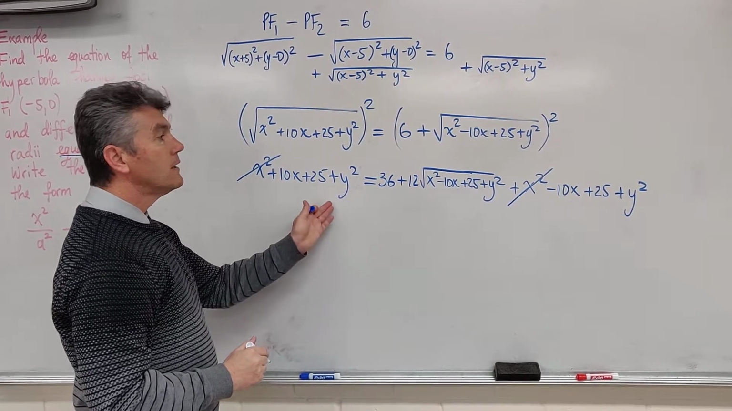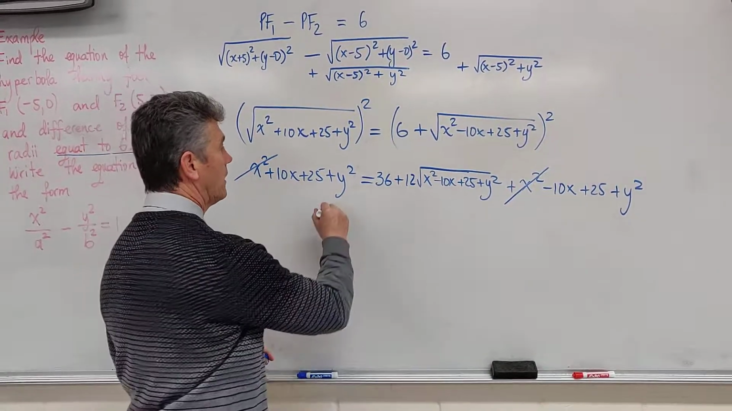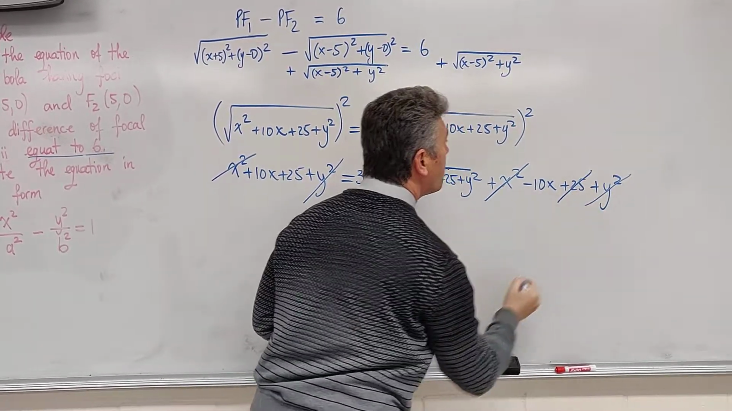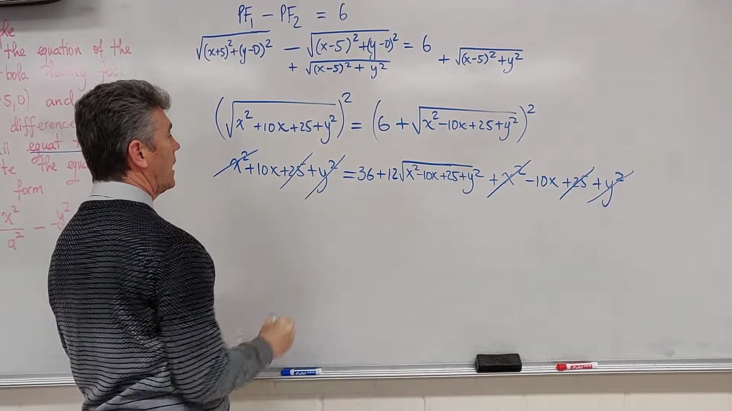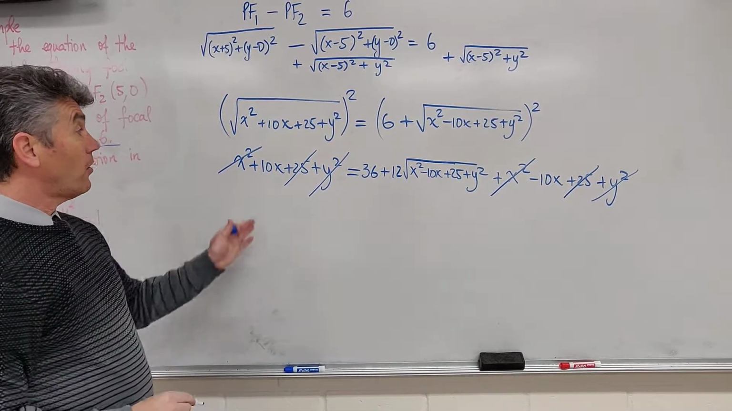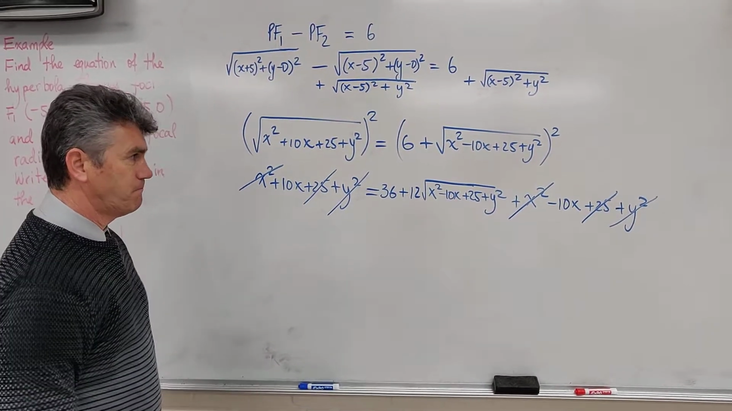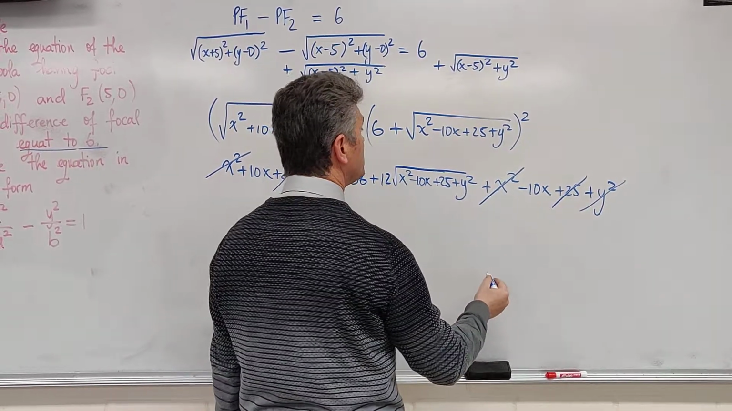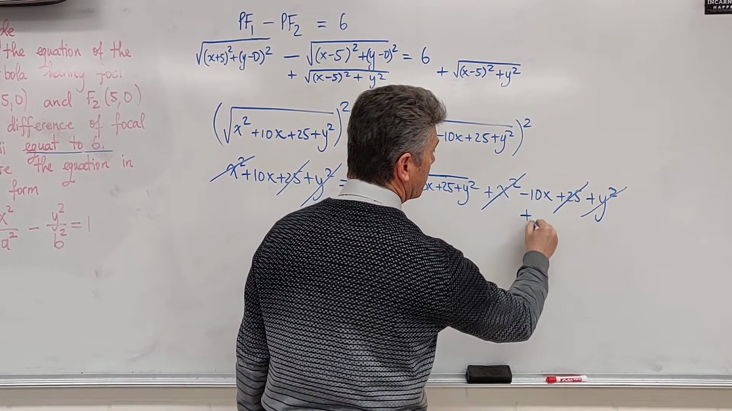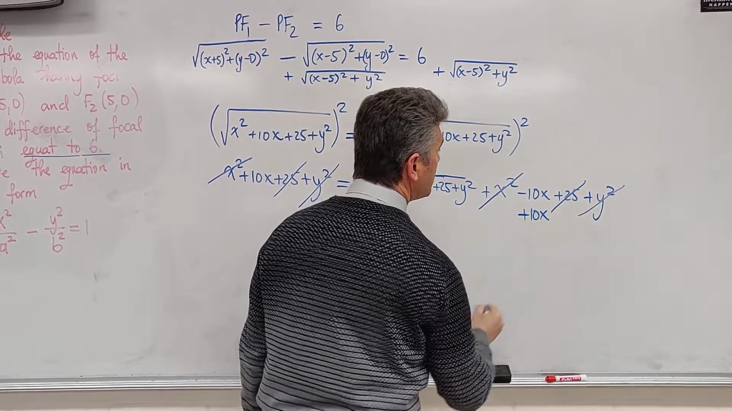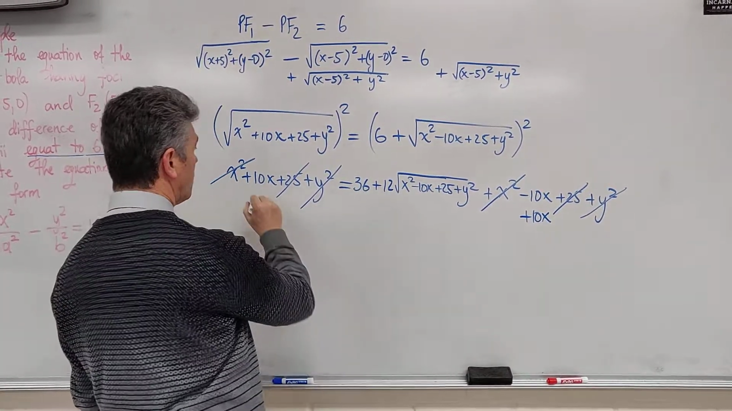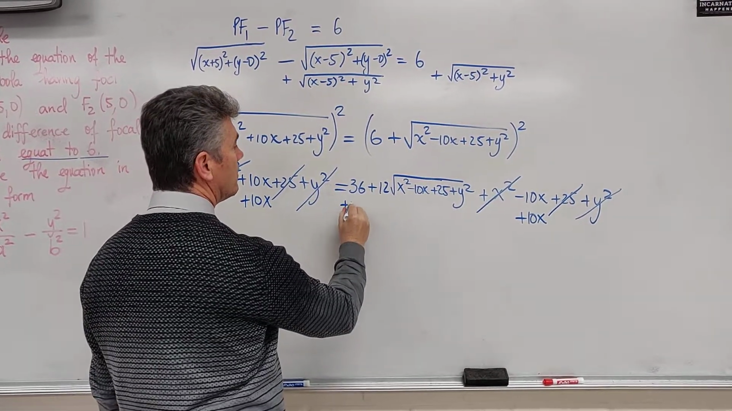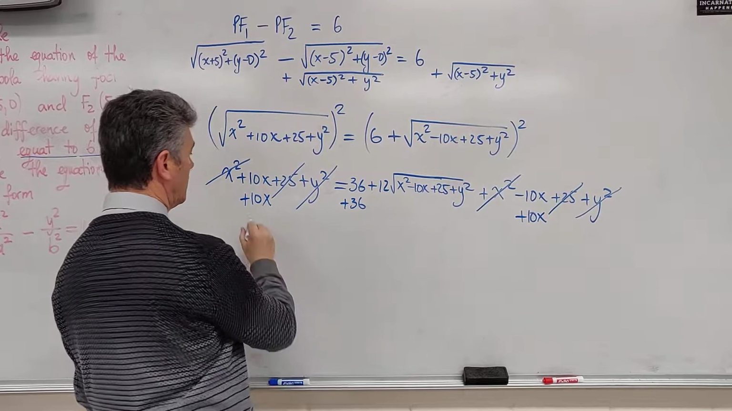What else do we see? A y squared on both sides. The y squared is also gone. And there's a 25 on both sides. So now on the left side, all I have is a 10x. So we're going to now isolate the square root from everything else once more. So we're going to add 10x to both sides. And we're going to add 36 to both sides.